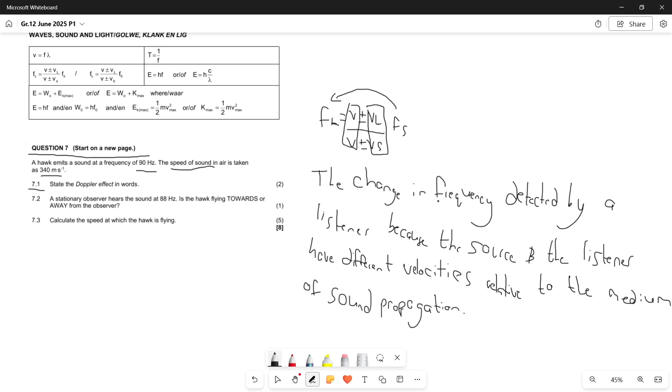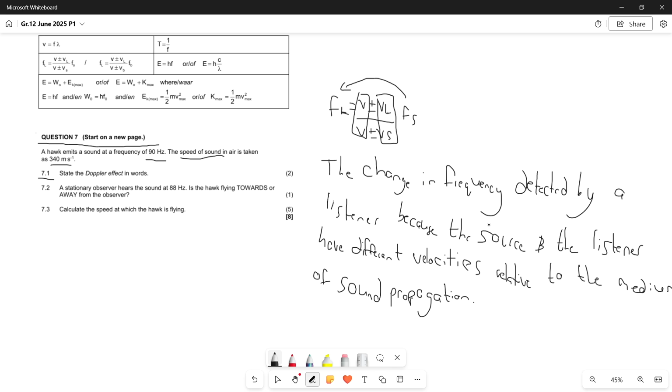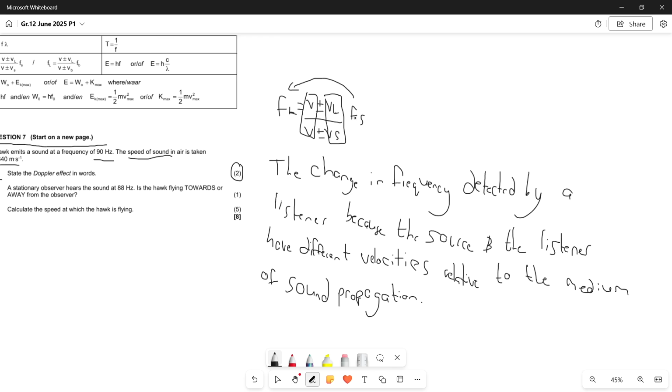So this is the change in frequency, the difference in frequency detected by a listener, because the source and the listener have different velocities, are moving either towards or away from each other. That is where the plus and the minus comes in, relative to the medium of sound propagation. We are just adding or subtracting the velocity of the listener and the source from the speed of sound in air or in water, depending on which medium we are listening in. Okay, so that is the Doppler effect in words, and that has just earned us 2 marks over there. Quite a weird phrasing, but if we can link it to the formula, it makes it a lot easier for us to understand the words and what is happening here.